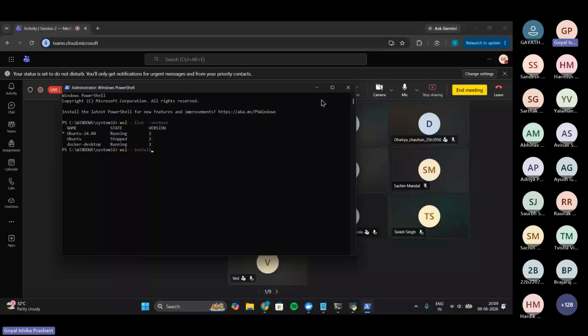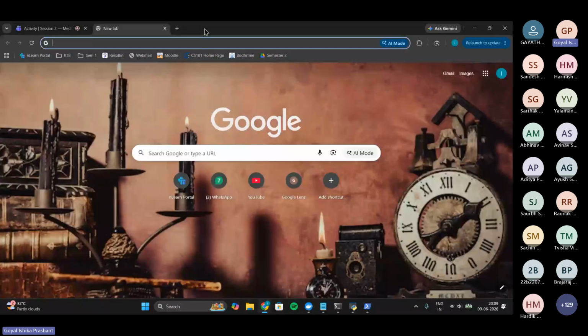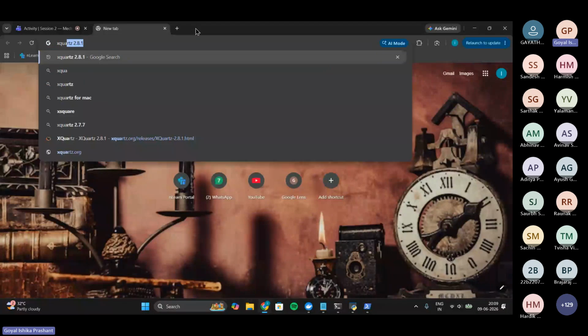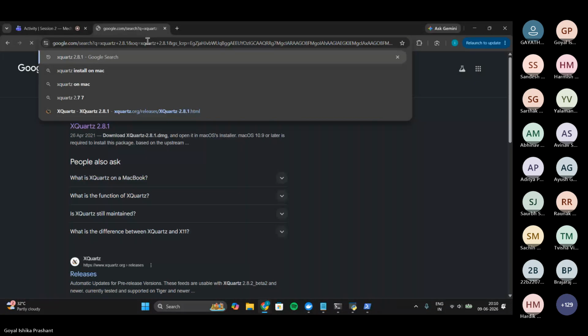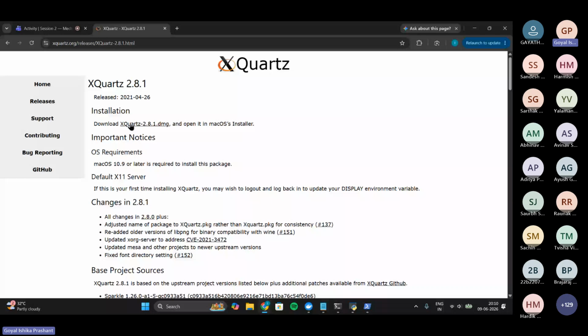Okay. For the Mac users, what you have to do is you have to first install a DMG file. This is for only the Mac users. So you type in this link into your search engine, Xquads 2.8.1, and press enter and click on the first link. And then click on this here and download the DMG file.